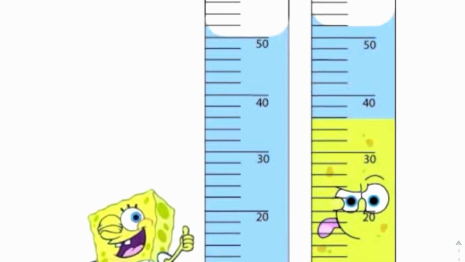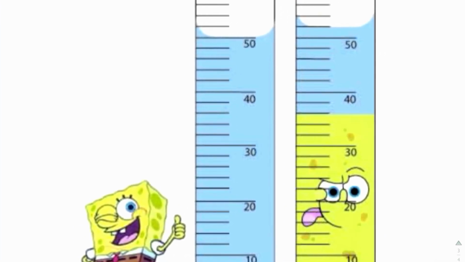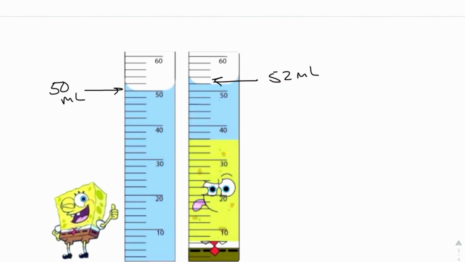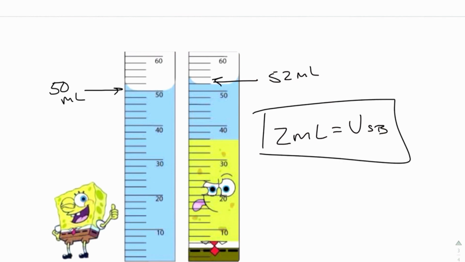For example, here we have SpongeBob hanging out next to a graduated cylinder. And if we read this graduated cylinder from the bottom of the meniscus, we'll see that the volume is 50 milliliters. Now we throw SpongeBob into the graduated cylinder, and we see that the volume rose in equivalent volume to SpongeBob. So SpongeBob went from 50 milliliters to 52 milliliters. And if I take the difference between them, 52 minus 50, which is 2 milliliters, that gives me the volume of SpongeBob. So the volume is 2 milliliters.